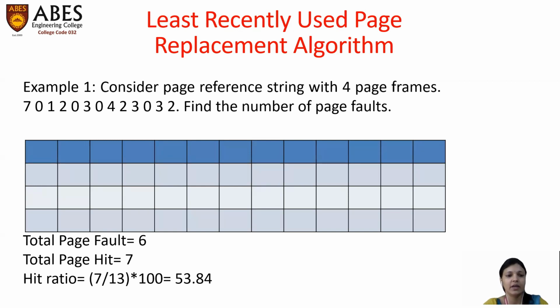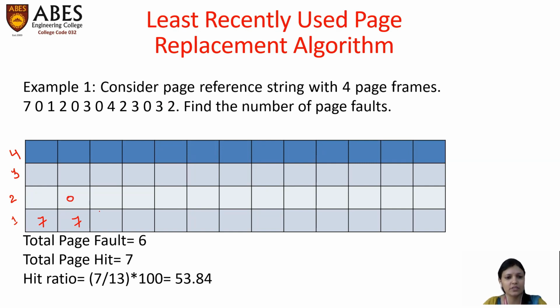So the first value is 7. If we see here, there are 4 frames of the memory: the first frame, second frame, third frame, and fourth frame. Initially, all memory frames are empty. So we have to insert page 7 into the memory. As initially memory is empty, there is no page in the memory, so we can use the first slot of memory to insert page 7. Then the next value is 0, and 7 is already present in the memory, so we insert 0.